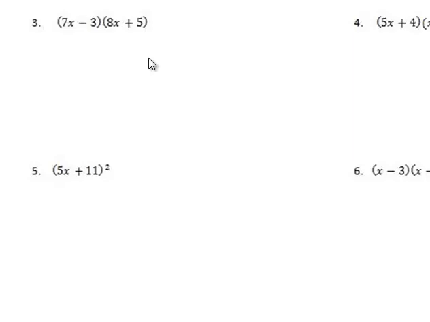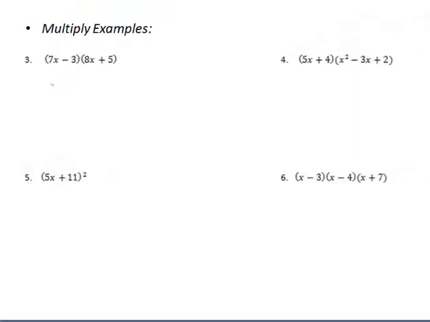Okay, so now let's look at some multiplication examples. In number 3, we have 7x minus 3 times 8x plus 5. This is a binomial times a binomial. So what we're going to do to organize this, and you might have been taught this way when you were in Algebra 1, is use what's called the box method. And so we're going to put the binomials on the outside of our box. And it doesn't matter where you put them. I usually put the first one on the left side, so 7x minus 3. And then the second one is going to go on the top, 8x plus 5.